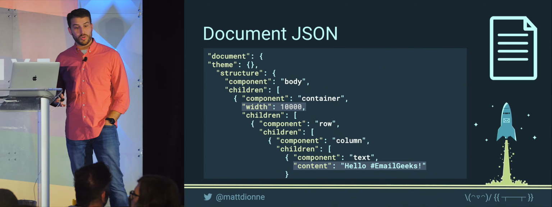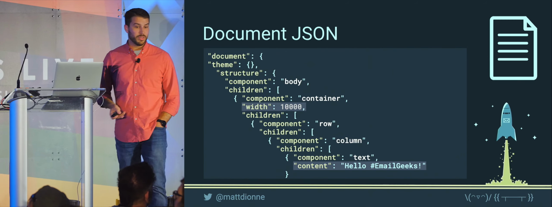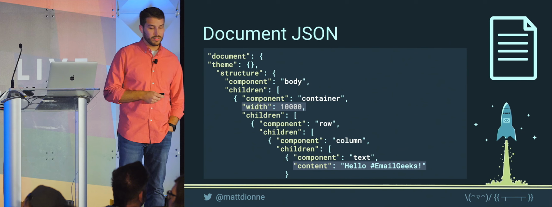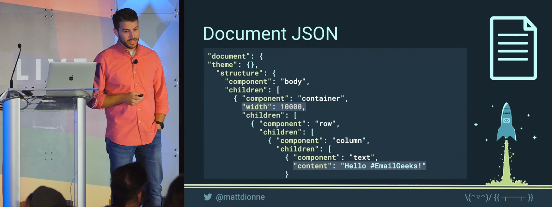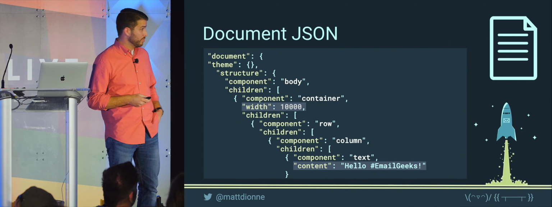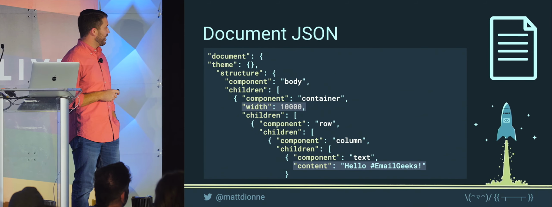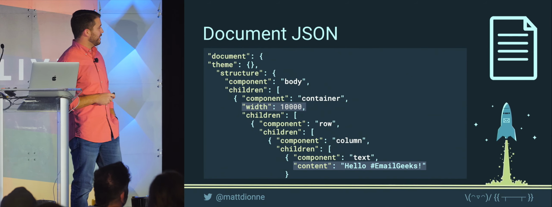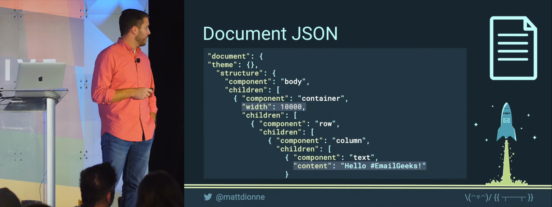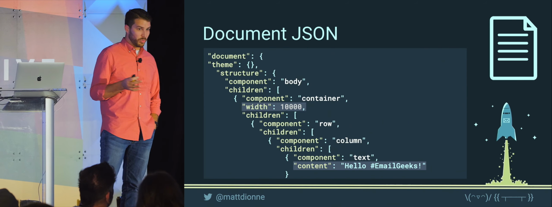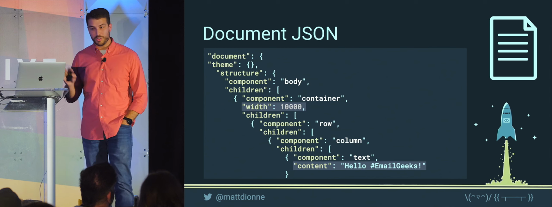Now, if we wanted to override that, what we would do is we would enter in the variables right into each of the components. And so with this, I'm setting the container to 1,000, which I know is probably a bit much for email still, but setting that there. And then down in the content, you'll see that I'm overriding the default hello world, which you saw earlier, with hello email geeks.